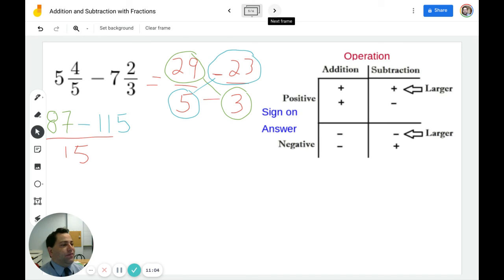All right, I have a positive 87 and a negative 115. That means I am going to subtract. 115 is bigger than 87, so I know my answer is going to be negative.